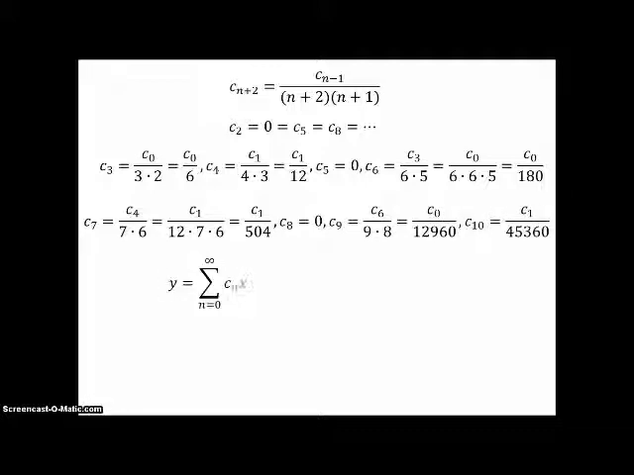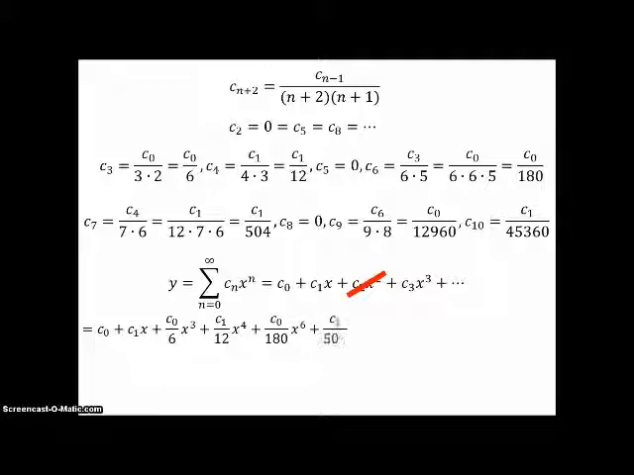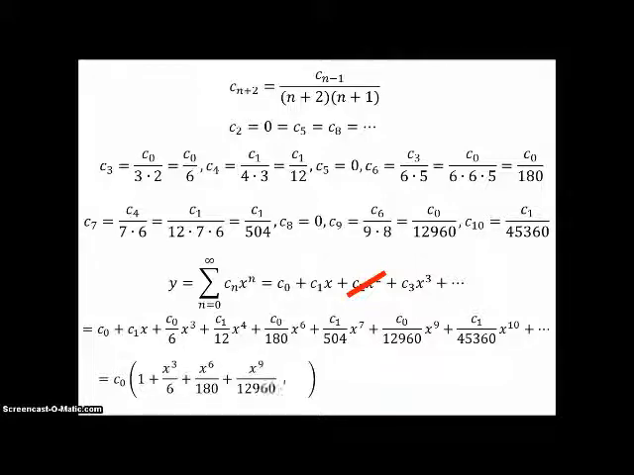Okay, so here's y in the general form and the expanded form. And c2 is going to be 0, and then every third one after that will be 0. And so now I'm rewriting all the coefficients in terms of c1 and c0, etc. Do as many as you feel comfortable needing. And so then we have c0 times the x values that are raised to powers that are multiples of 3, and then c1 times the x powers that are multiples of 3 plus 1.